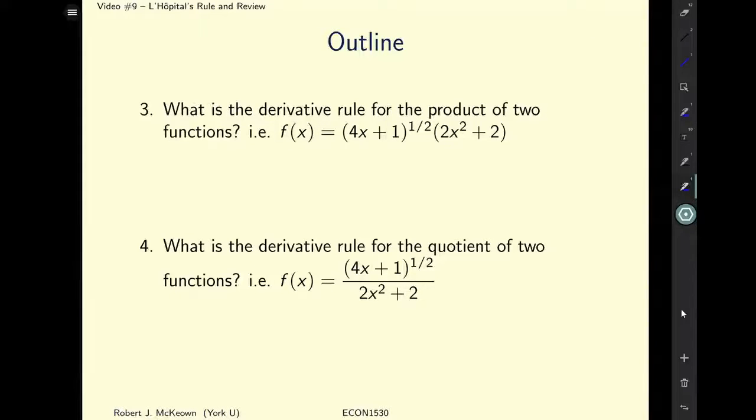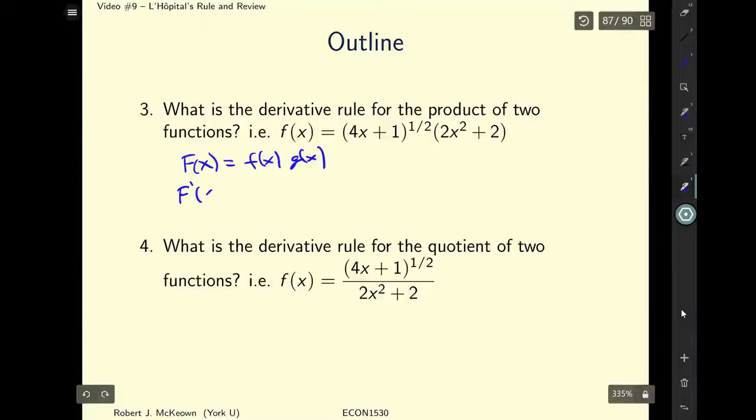What is the derivative rule for the product of two functions? Well, that's the product rule. And if I have F of x equal to f of x times g of x, then the derivative of capital F is going to be equal to the derivative of the first times the second plus the first function times the derivative of the second one.